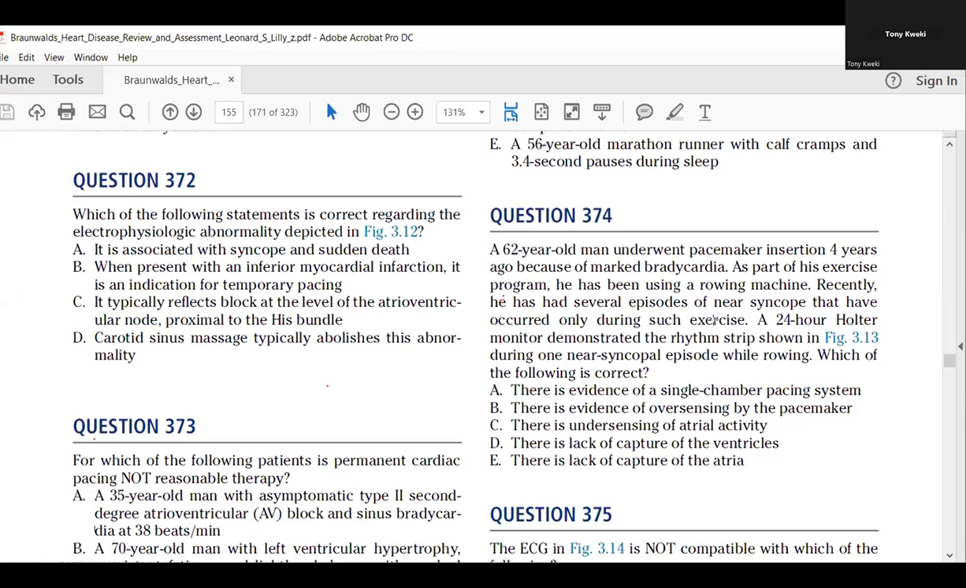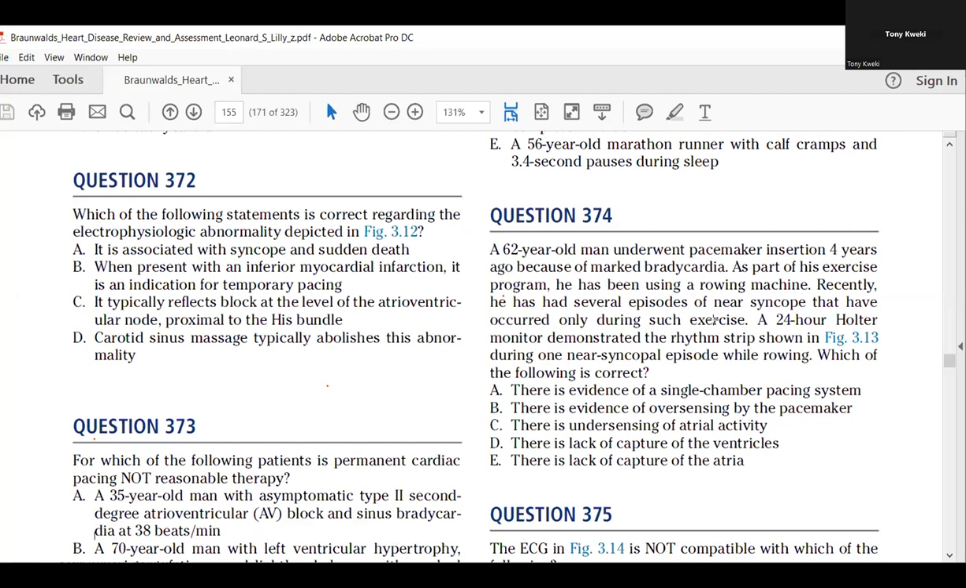we want to ask ourselves, okay, what are the questions? So the first question is, there is evidence of single chamber pacing system. Of course, that's not true. Even the equation already, there is already a DD, and then we see the spikes. There's a spike for both the P wave and the QRS complex, so definitely that answer is not correct. Also, there is evidence of oversensing by the pacemaker.